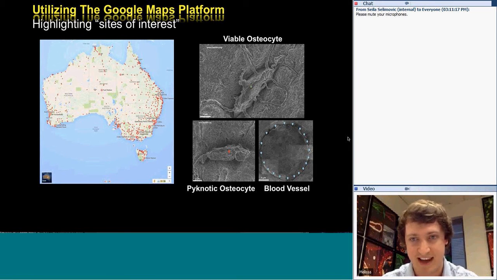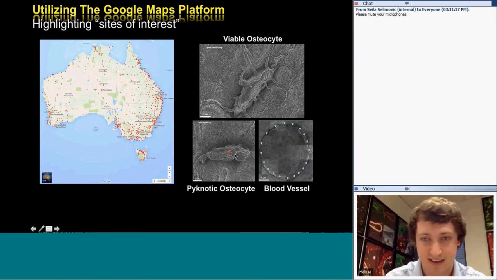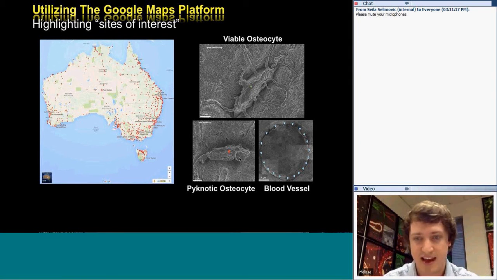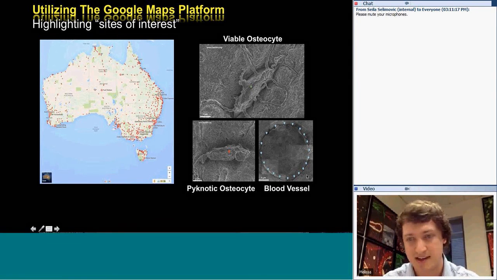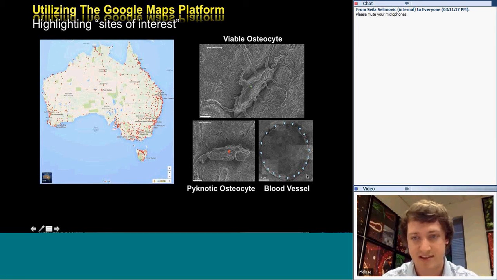So if we look here in the top right, we have that cell that André just showed you, which we mark as a healthy or viable osteocyte. As you can see, it has several processes extending from the cell body. We defined a viable osteocyte as having at least 3 or more of these processes. In the bottom left, we can see what we consider an unhealthy or pyknotic osteocyte, which is marked in red, having less than 3 extending processes. Then here in the bottom right, we outlined the lumen of a blood vessel, which is part of the vasculature, which we find in many of our samples.